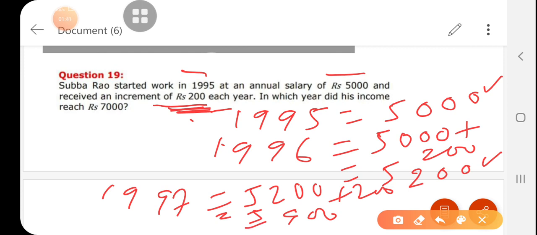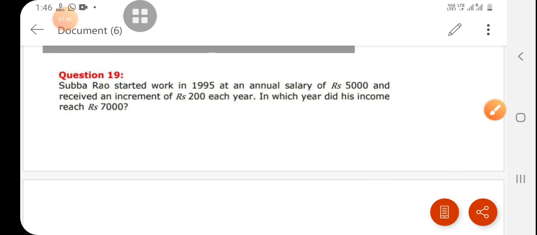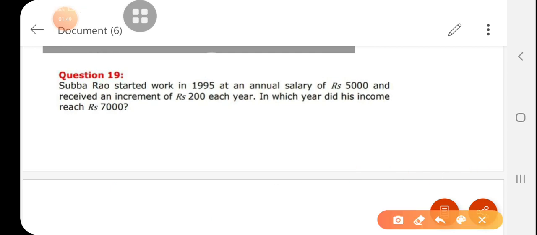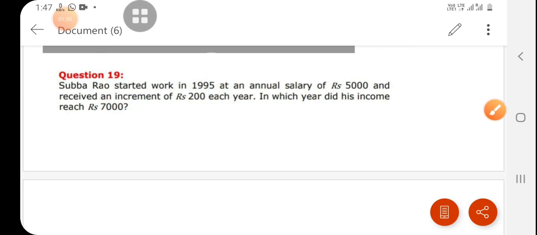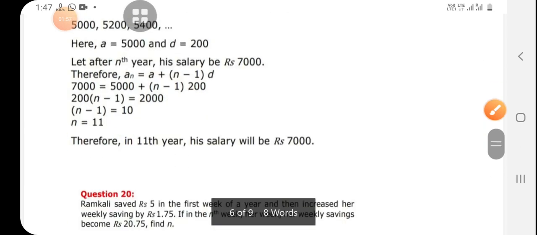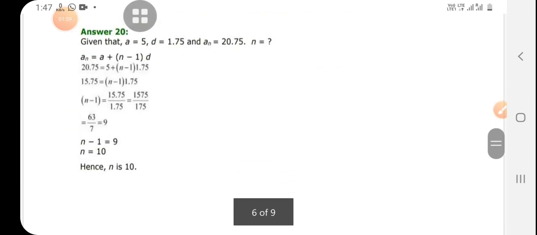Each year his income increases by 200. So the common difference is the same. It means his incomes can be written as an AP series, and you have to find the nth term, at which year he got 7,000. So we will do it like this. His income is like this.